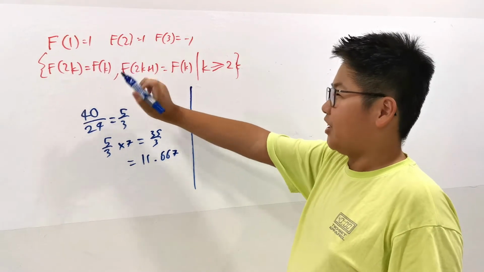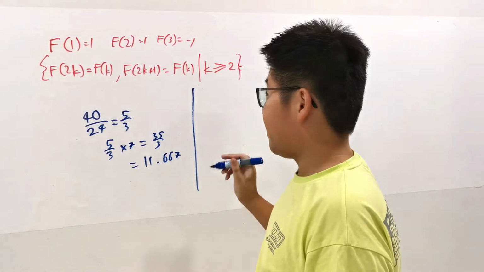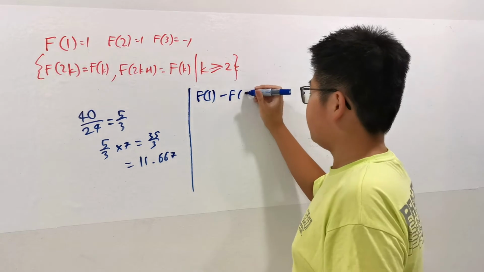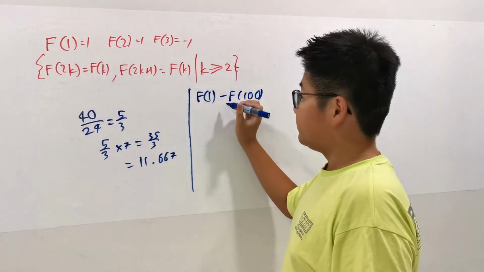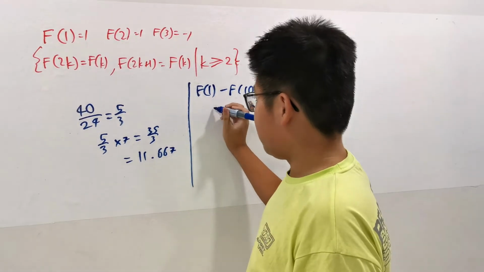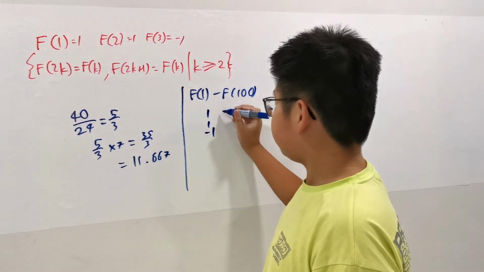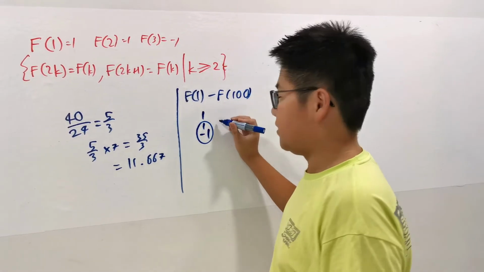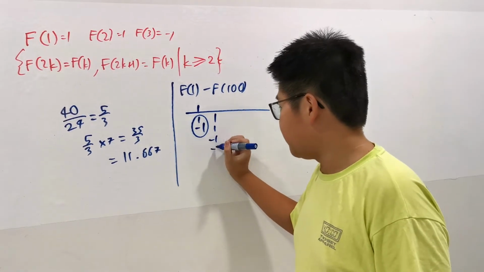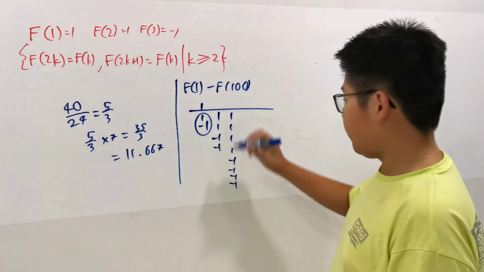Now, this function, f_k, is defined by 3 values and a relation. Now, we need to find the sum of f1 to f100. How do we do that? First, we enumerate some values. So we start with 1, 1, minus 1. And then, since this equals 0, let's start from here. Then 1, 1, and then it's minus 1, minus 1. 1, 1, 1, 1, minus 1, minus 1, minus 1, minus 1, and these will all equal 0.